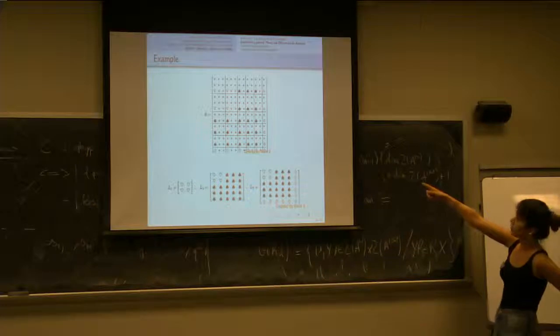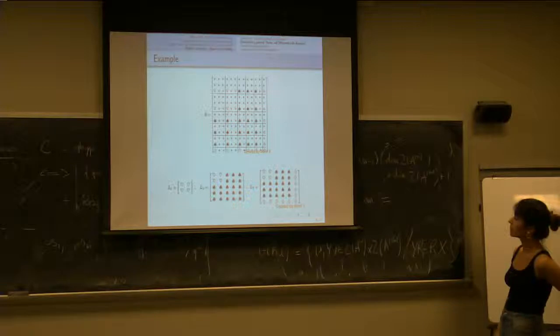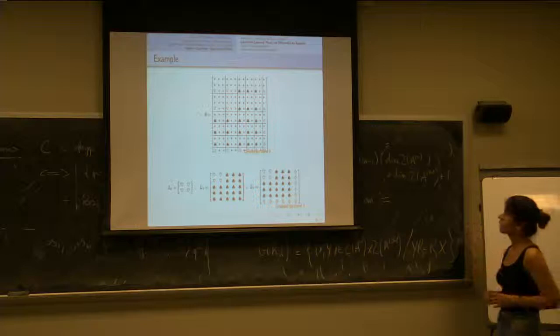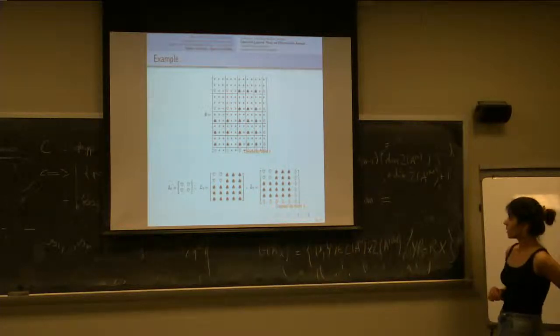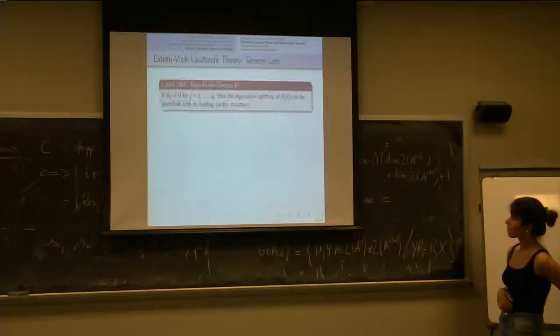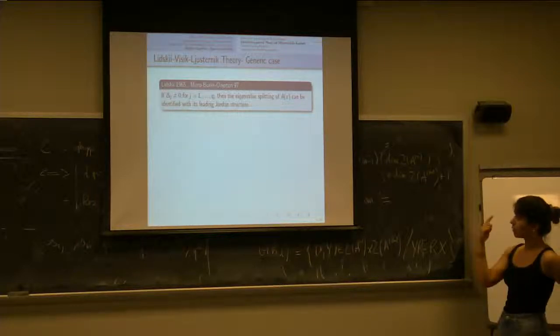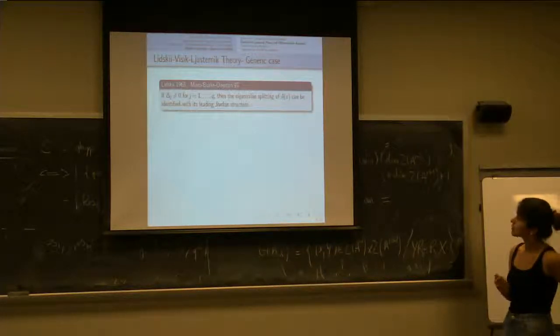to be L1 will be the hearts, L2 will be the hearts and the spades, and then L3 will be in the following form. So we define them from the elements in the left corner in each block. And then the determinants of these Li, Litsky matrices, will determine whether the matrix is a Litsky perturbation or not. If all these determinants do not equal 0, then the eigenvalue splitting of A of x can be identified with its leading Jordan structure.